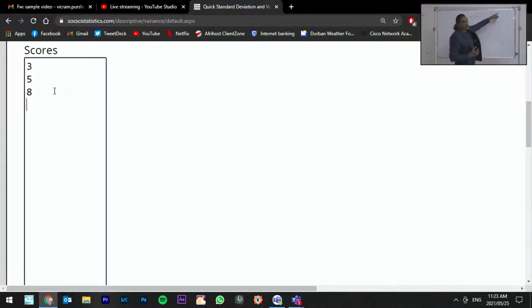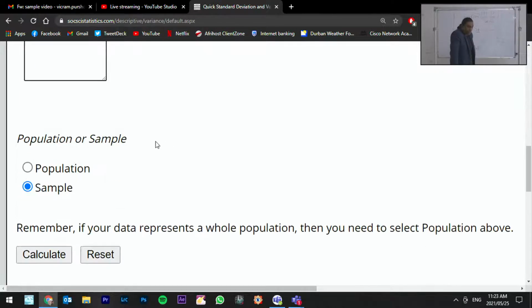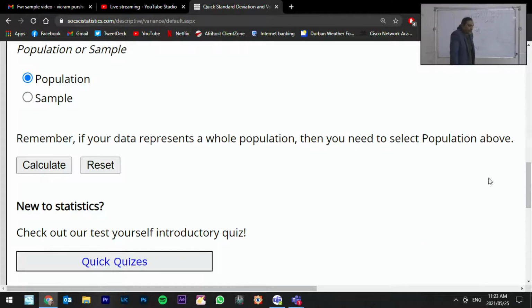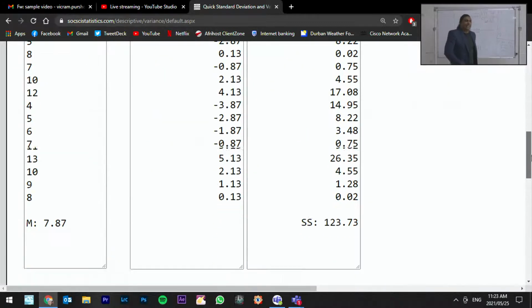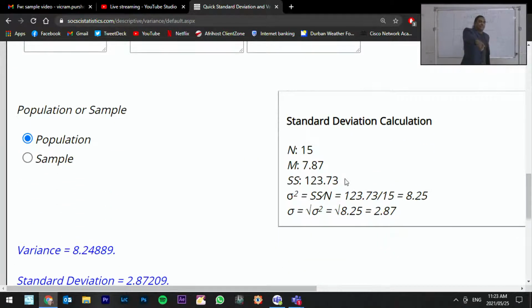It says type in the scores. So what Vic is doing now, he's typing in these numbers that we have. This is the wait times. He's typing in the numbers exactly as they are. And then he's choosing the population. You know why he's choosing the population? Yes, because we're not using the sampling, we're using the whole population. That's it. And now you click calculate, and there it's giving you the standard deviation calculation.